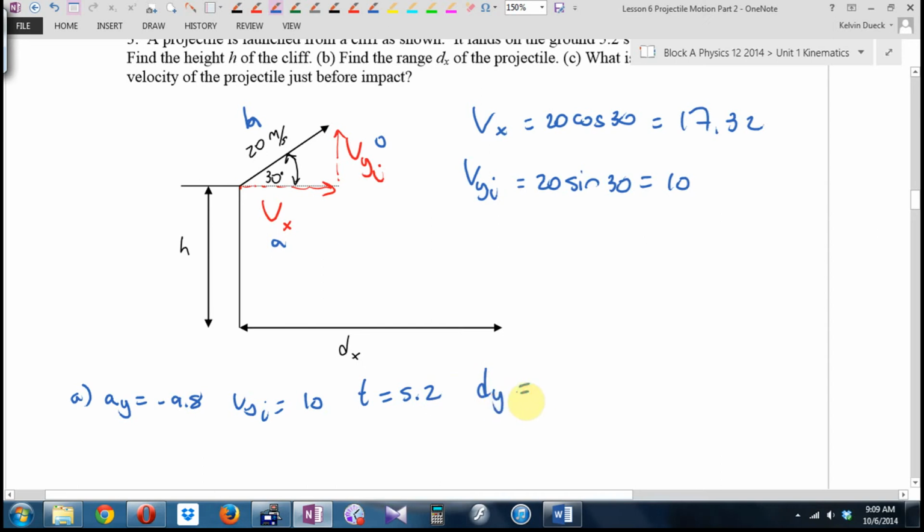How could I find dy? I'm looking for an equation that has Vy initial, a, and t. Justice, which equation? Yeah, it's got the d by itself already. Good call. dy equals Vy initial times t plus a half a t squared.